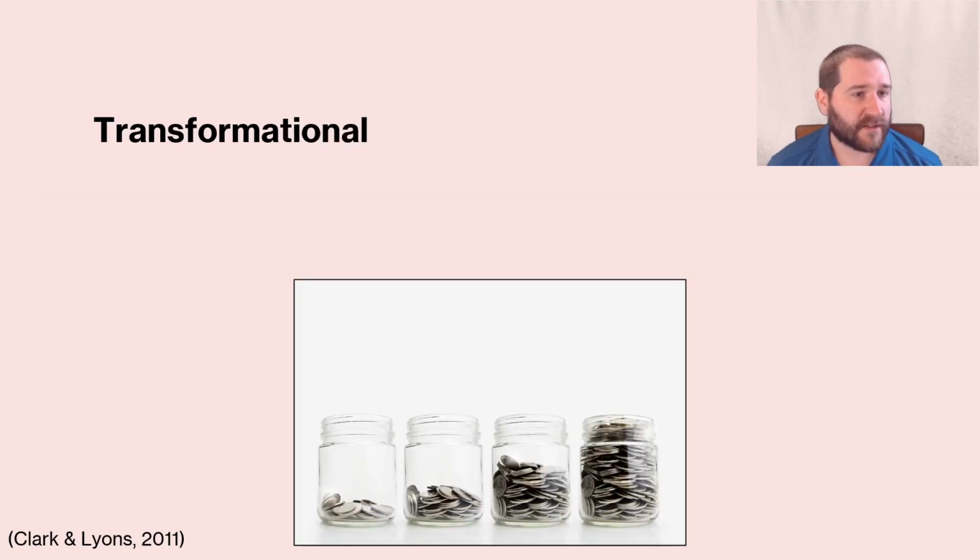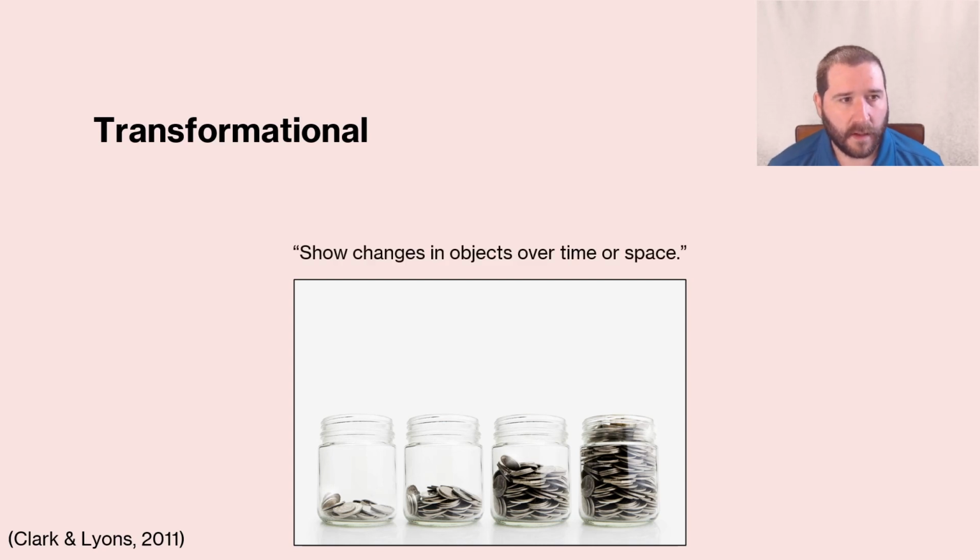Next, we have the transformational instructional images. What these do is they show stages of something happening either over time or over space. Right? Transformational instructional images show changes in objects over time or space. So maybe we're looking at how our change jar fills up over time, right? That would be an example of a transformational instructional image. We're showing that change coming in and increasing as we get more and more money here.